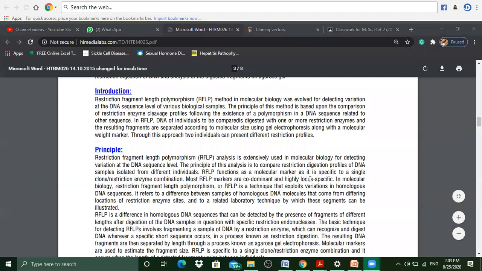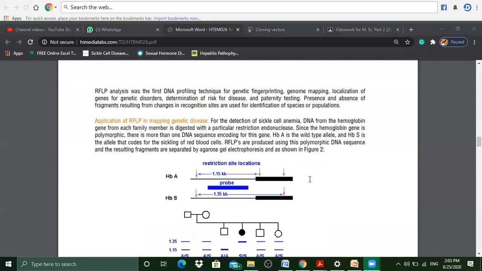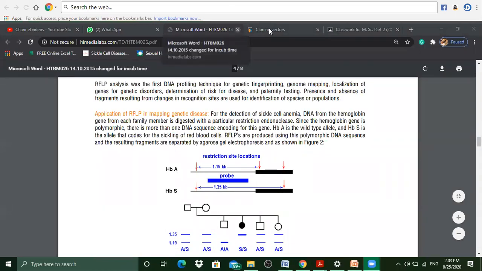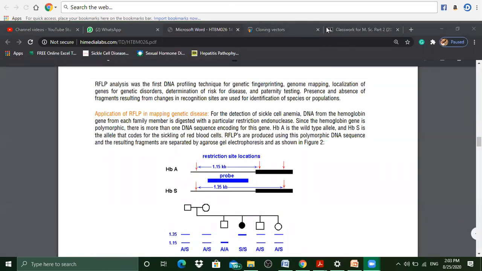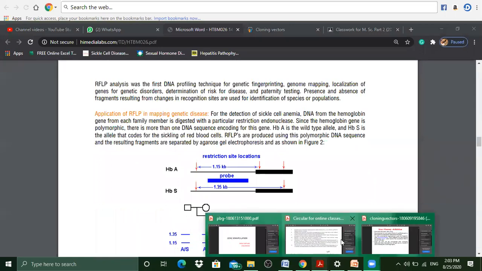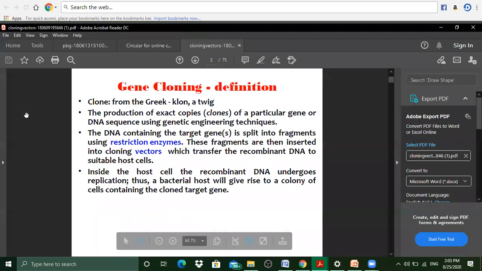Okay. So this was about RFLP, and then we have to start with a new topic, but we have 5 minutes. Maybe I can give you the introduction of this. So we are now at the point of learning about vectors. Vectors are generally used for gene cloning. So we'll start with the definition of gene cloning.